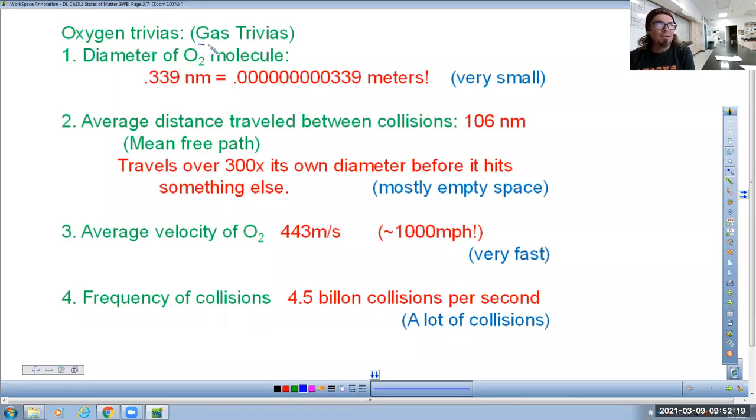So you're copying down gas trivia: very small, mostly empty space, and then now these two. So how fast are they traveling? They're actually breaking the sound barrier, 1,000 miles per hour. Speed of sound is like 760 or something like that in miles per hour. I don't do English math.